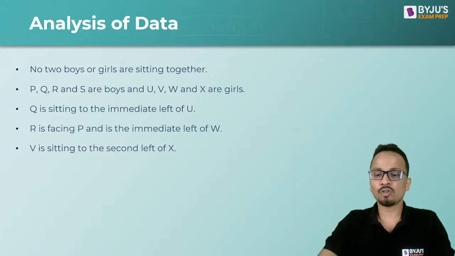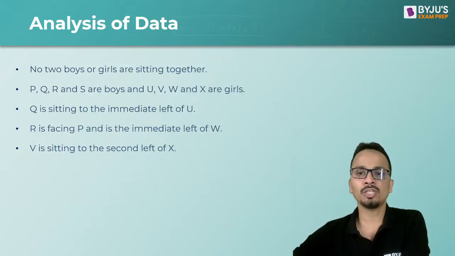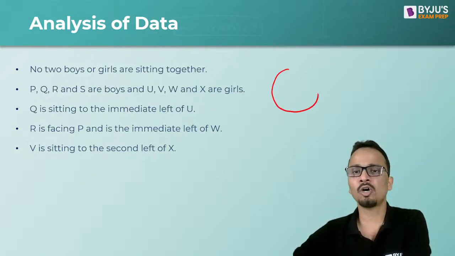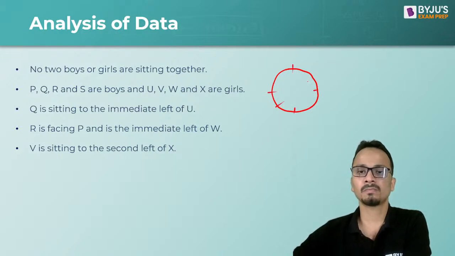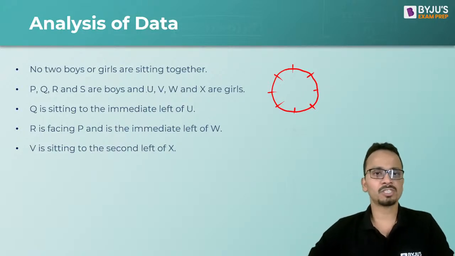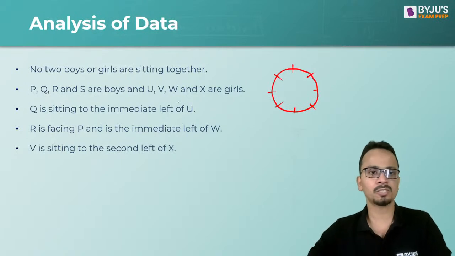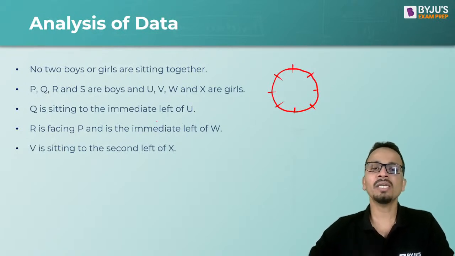And V is sitting second to the left of X. Okay, now looking at these conditions one by one, I'll draw a circle, mark all 8 positions. Now no two boys or girls are sitting together. Fine, this is the first condition. So P, Q, R, S, our boys, will sit at alternate places, and so do U, V, W, X, the girls. Now Q is sitting to the immediate left of U.